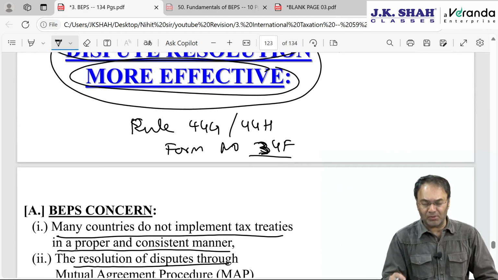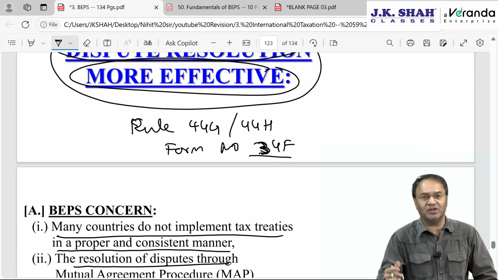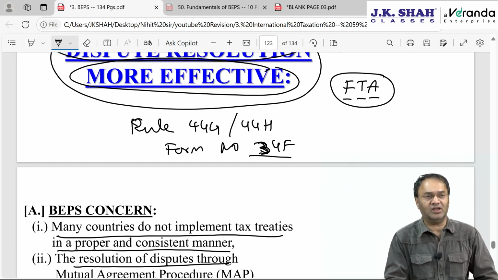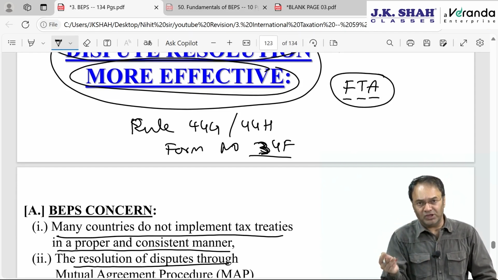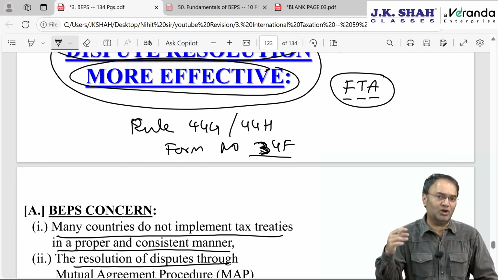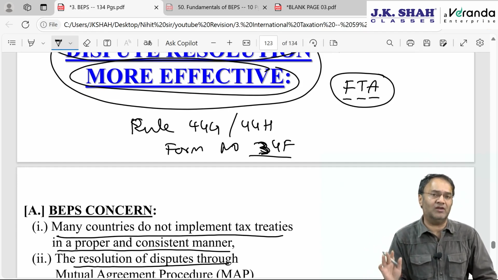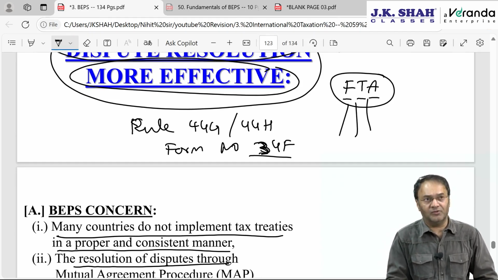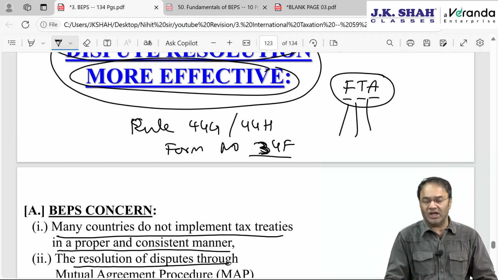So OECD recommended that we will not keep a watch, we will set up one committee called Forum for Tax Administration, FTA, and India is a part of this FTA. FTA will be a group whereby one country will do peer review of another country, the second country will do peer review of a third country, and so on, and everyone who has done peer review will report to FTA. No action will be taken.